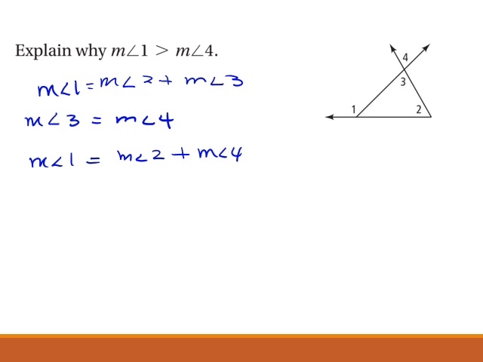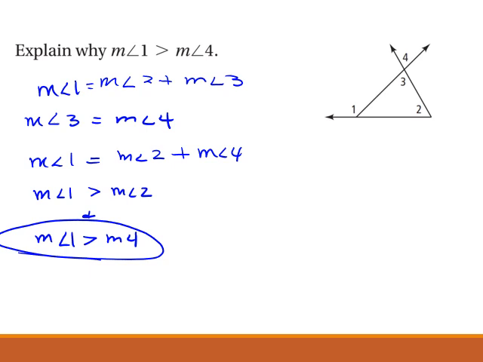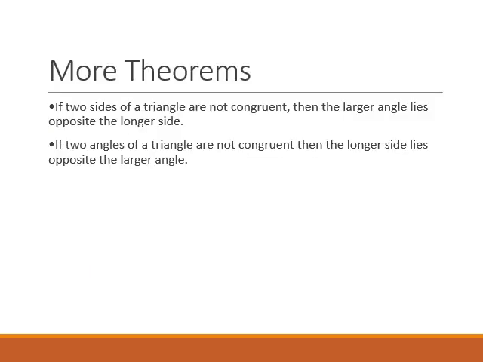Okay. And by that last theorem, we know that the measure of angle 1 then has to be greater than the measure of angle 2, and it would have to be greater than the measure of angle 4. So by that corollary to the remote exterior angle theorem, the measure of angle 1 has to be greater than the measure of angle 4. Right, so if two sides of a triangle are not congruent, then the larger angle lies opposite the longer side. And if two angles of a triangle are not congruent, then the longer side lies opposite the larger angle.